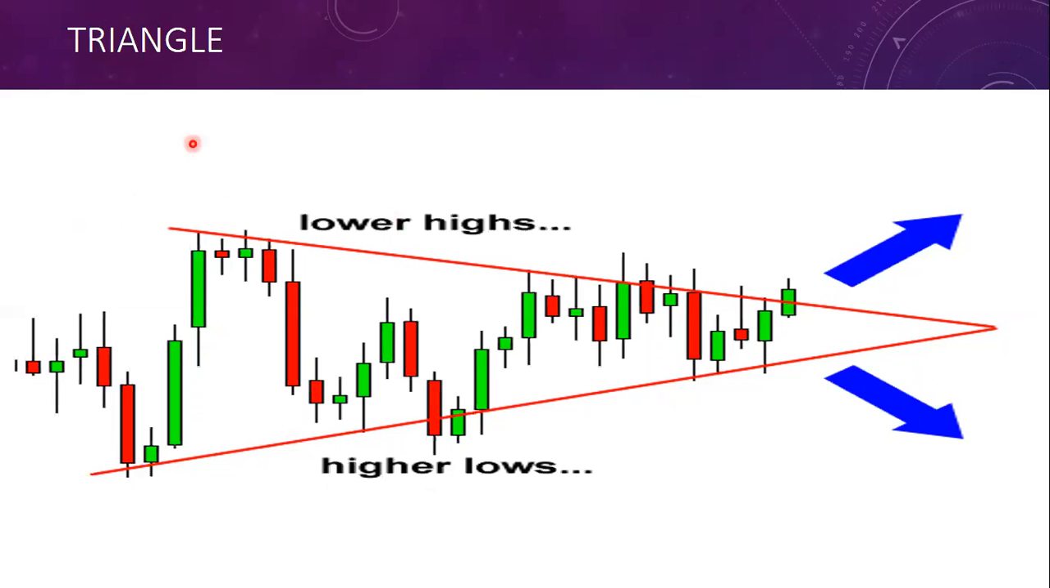First, what we will speak about is the triangle. As you saw, the triangle is two trend lines, an up trend line and a down trend line, going together to make a triangle. For me, the triangle is a very strong pattern. Especially, I work a lot when I see a triangle. I like it.